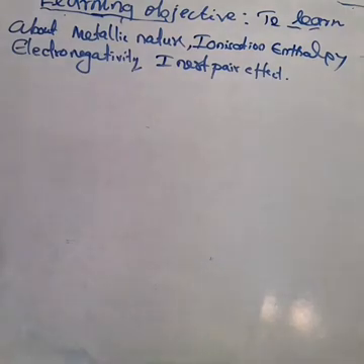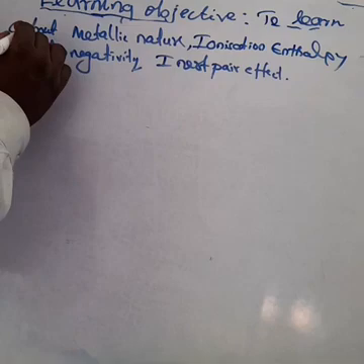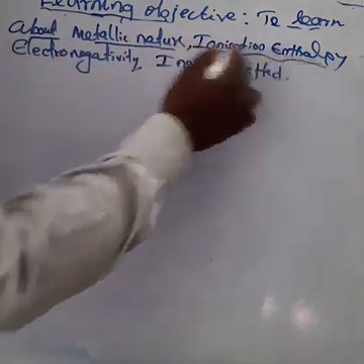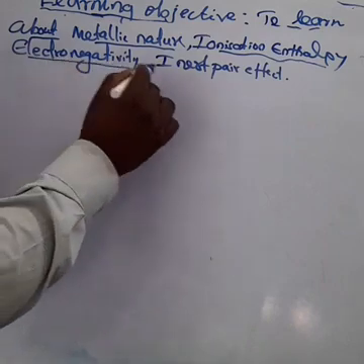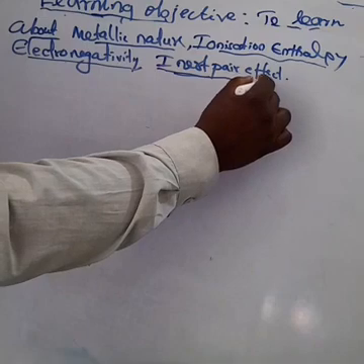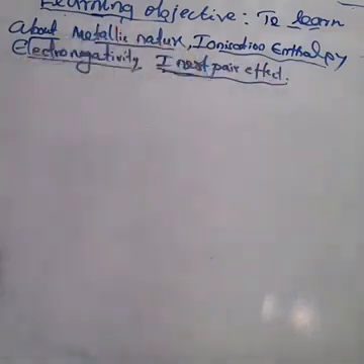Dear children, today our learning objective is to learn about the metallic nature, ionization enthalpy, electronegativity, and about the inert pair effect. Questions we can discuss after that. So first one is about the metallic nature. What is the metallic nature?